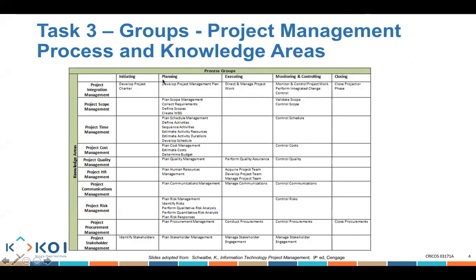For some of these process groups, such as planning, there is a task that needs to be done for each of the knowledge areas. For project integration management, what do we do in terms of planning? We develop a project management plan. What about project scope management? We collect requirements, define scope, and create a work breakdown structure. So for each of these knowledge areas, we have all of these things we need to do in terms of process steps.